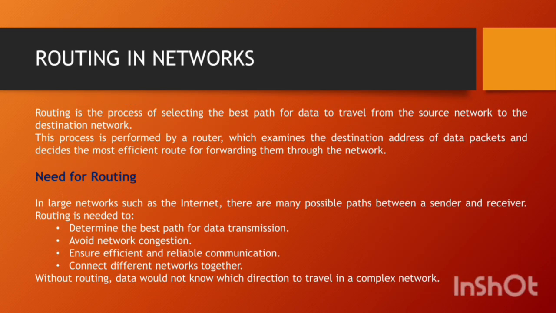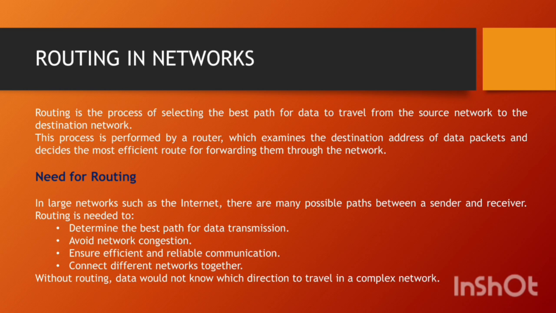Routing is the process of selecting the best path for data to travel from a source network to a destination network. This process is performed by a device called a router. The router examines the destination IP address of data packets and decides the most efficient route to forward them through the network. Routing is very important in large networks such as the Internet.